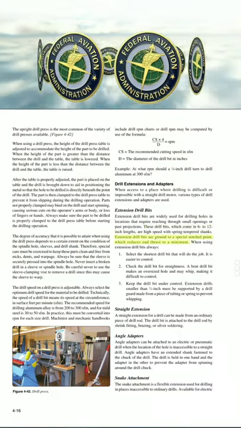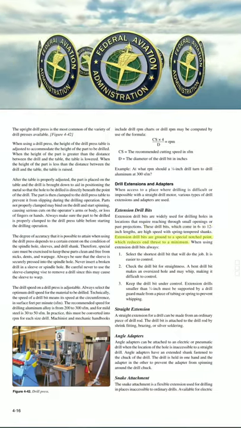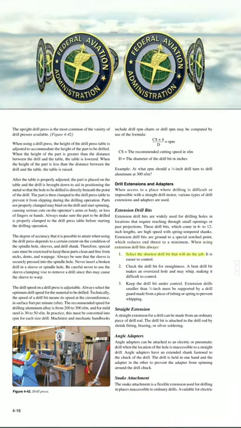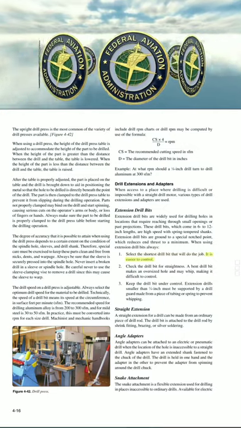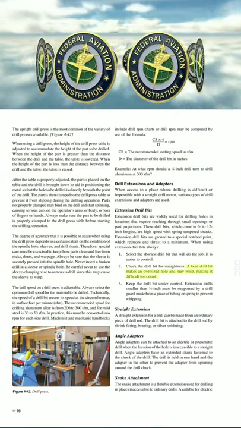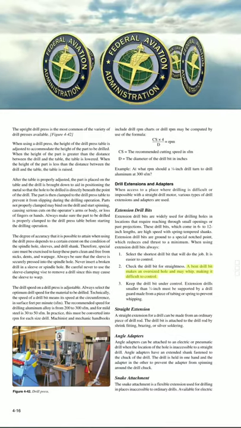Extension drill bits are ground to a special notched point, which reduces end thrust to a minimum. When using extension drill bits always: 1. Select the shortest drill bit that will do the job. It is easier to control. 2. Check the drill bit for straightness. A bent drill bit makes an oversized hole and may whip, making it difficult to control.